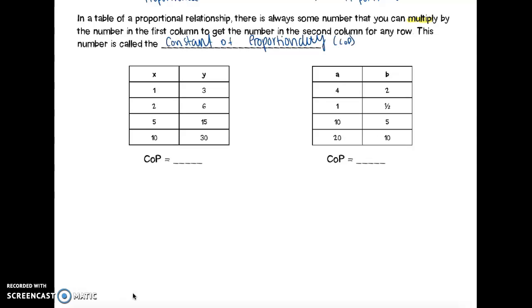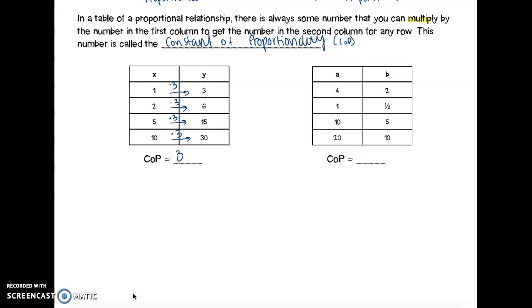So if we look at the first table, we know that 1 times 3 is 3, and I just want to make sure I can do that to everything else in the rest of the table. 2 times 3 is in fact 6, 5 times 3 is 15, and 10 times 3 is 30. So that tells us that the COP here is 3.